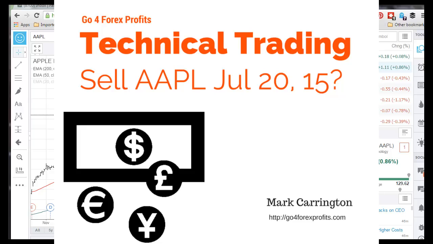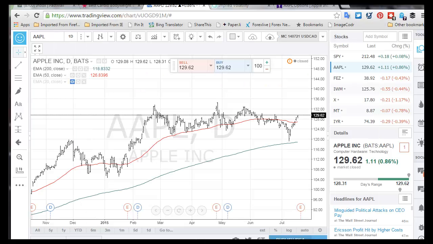I've been asked the question, should I short Apple shares at this level? Well, let's go through the analysis that I would do to answer that question. So I have here a daily chart for Apple.